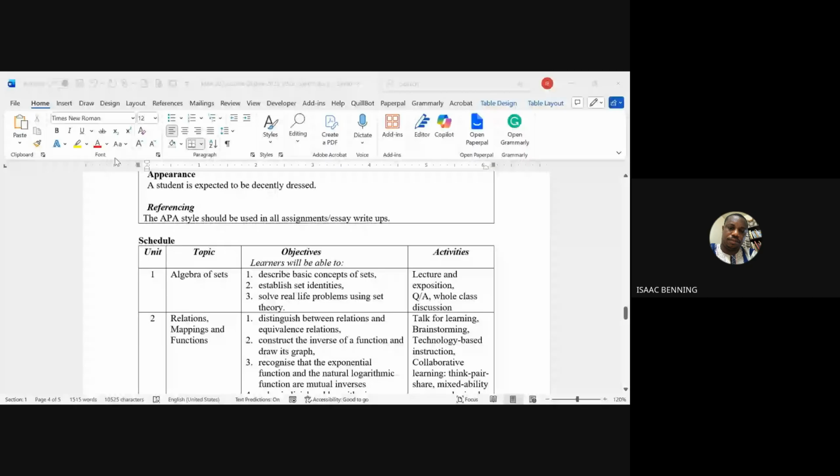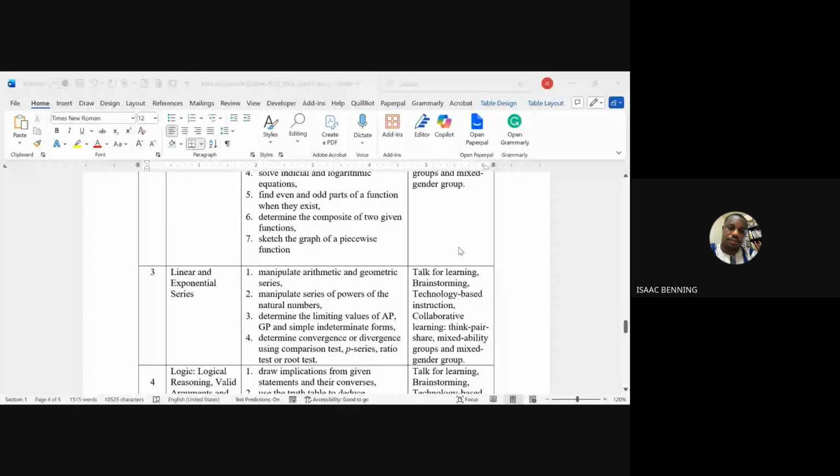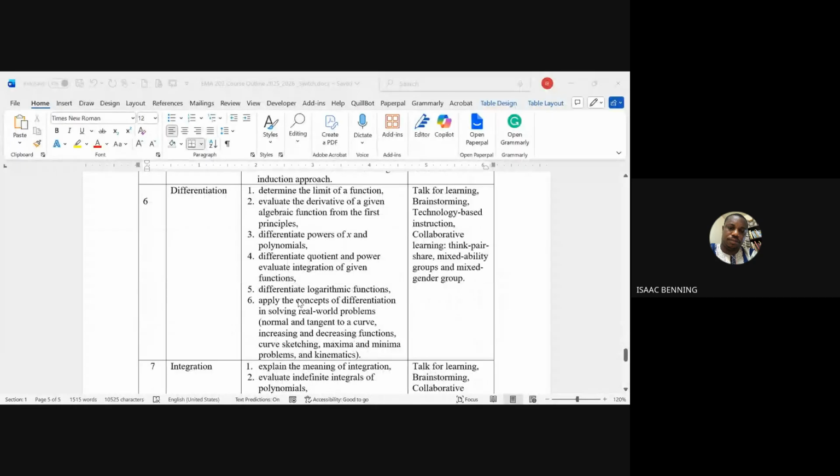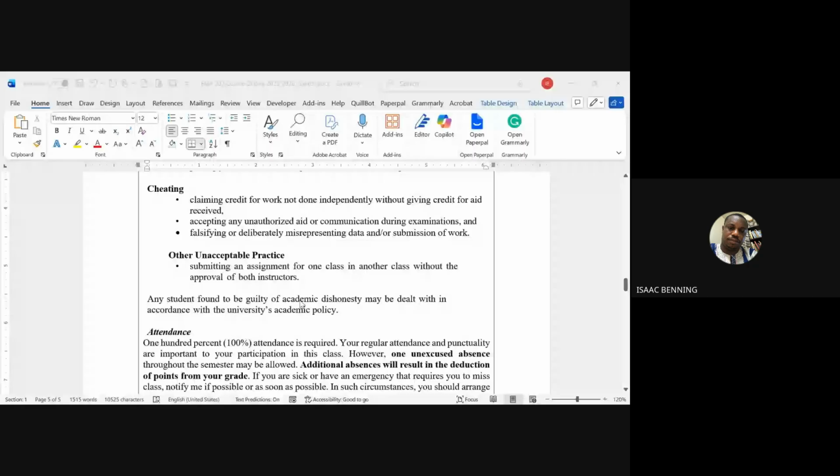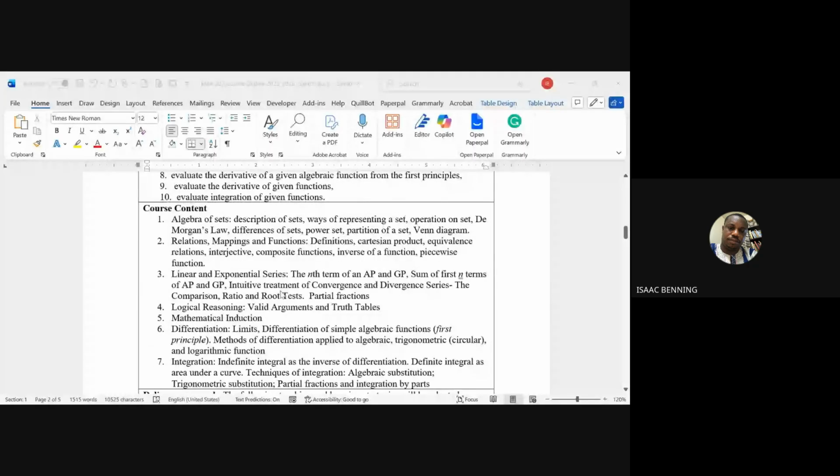Yeah, so this is the detail of what we'll be doing as far as the course description is concerned. So the forum is open for any concerns, any suggestions, any contribution.